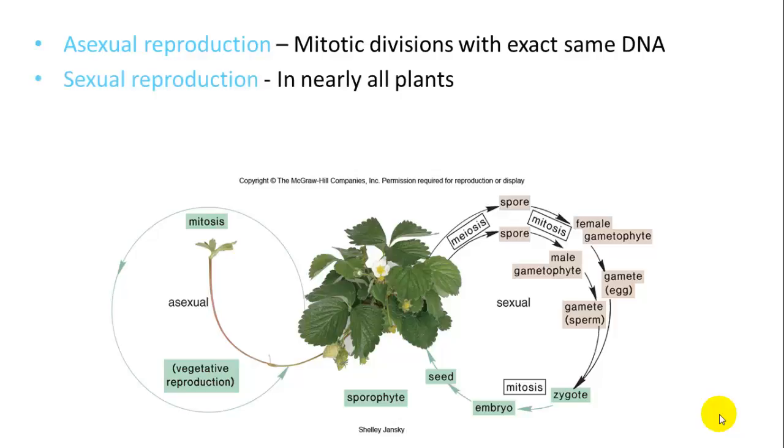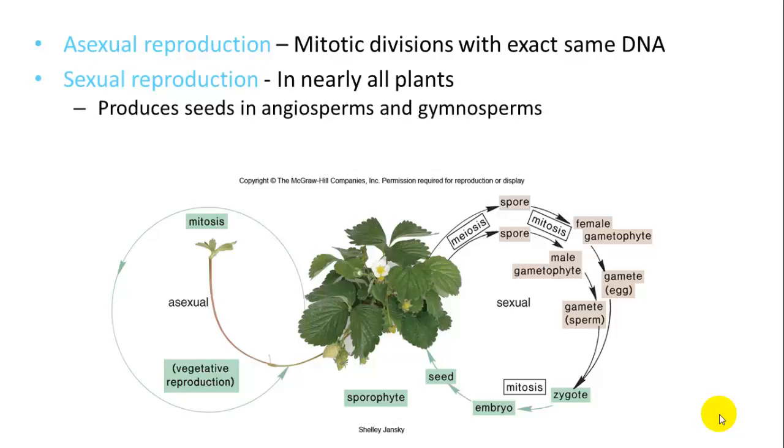The sexual reproduction is in nearly all plants, where they have the production of seeds through the fusion of sperm and egg, using pollen in angiosperms and gymnosperms, and seeds. But in non-vascular plants like ferns, they don't use seeds. They have a different life cycle, which we'll talk about in class.